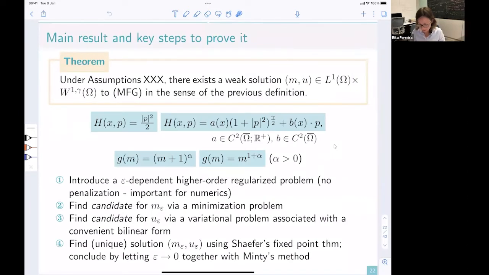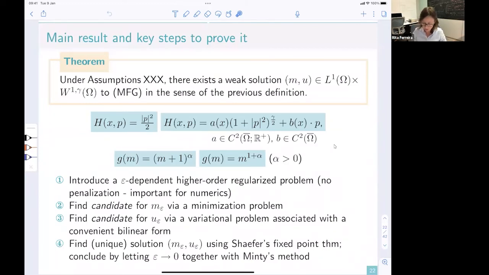And sorry, under assumptions XXX, because I don't want to go into details. I will detail everything for the time-dependent case. Here, I just wanted to give an overview, but for example, we assume that H is convex. We assume that the coupling G is a positive increasing function, but these are really minimal requirements on our data. Under certain assumptions on those, we can prove existence of weak solutions, in the sense that I was mentioning before, which mimics those of the monotone operators theory.